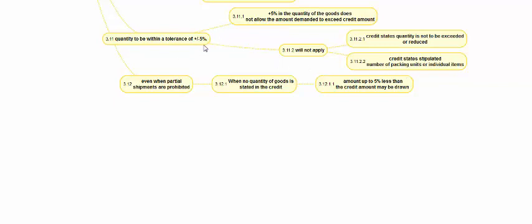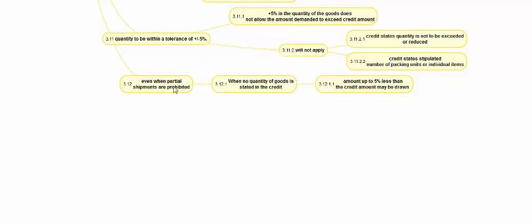Also, this tolerance will not apply when the credit states the goods in terms of number of units: 100 bales, 100 liters, 1 dozen, 5 computers. So, when it is stating the number of units or number of packaging units or individual items as quantity in the credit, then the invoice cannot have plus or minus 5% extra in quantity to be shipped.